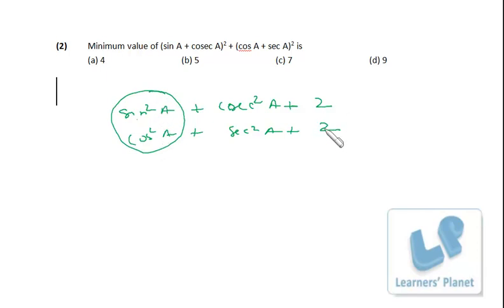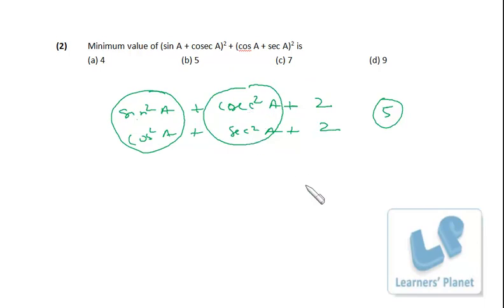Now this is 1. So 1 plus 4, 5 we have already got. That is the constant value. Now minimum or maximum depends upon this, that is sec square a plus cosec square a, right? So whatever minimum value we get for sec square a plus cosec square a, we add 5 to that. That will be the minimum value of this expression.